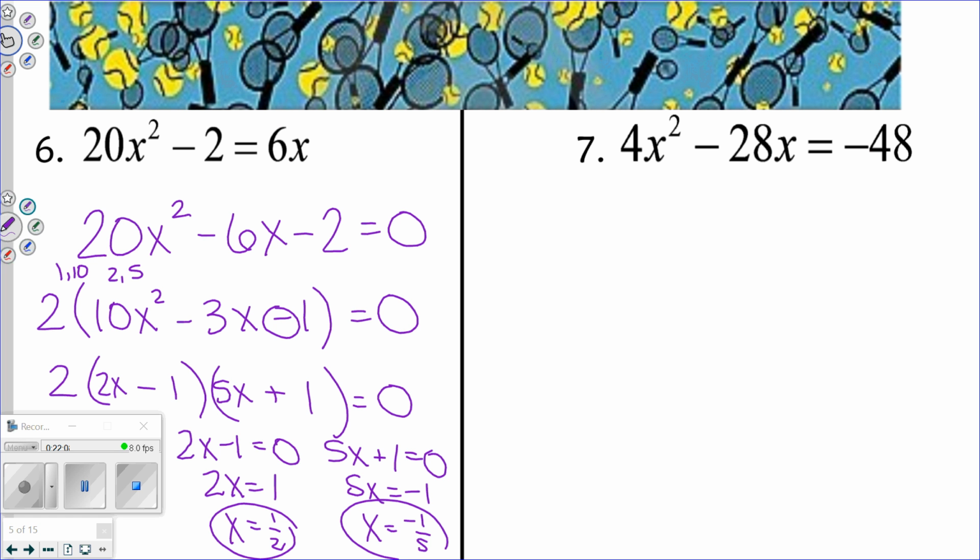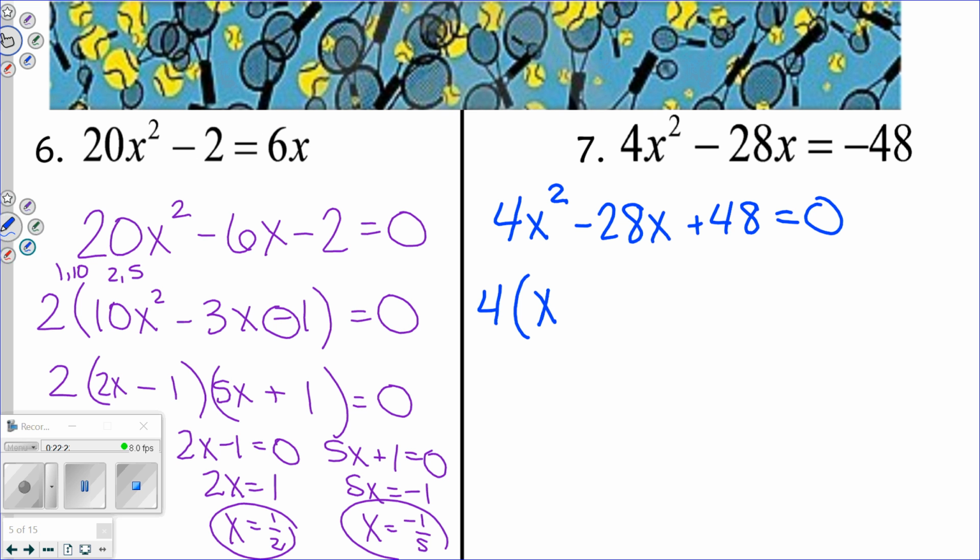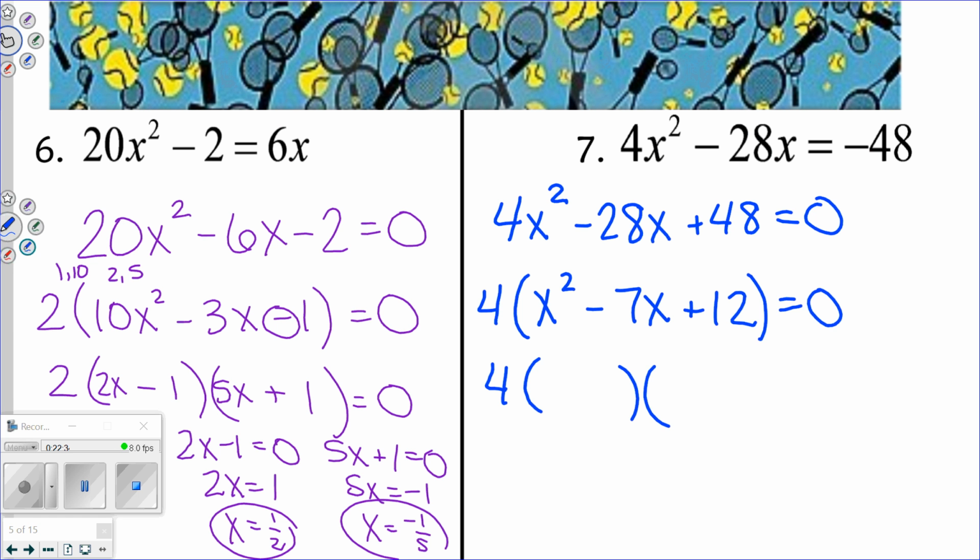All right, and then number 7, those numbers got a little scary, right? They're kind of big. So set it equal to 0, standard form, and that is a plus 48. Was there a GCF in there? 4. So if I take out my 4, is this problem as scary as it was to begin with? No, it's not scary at all. Because your options for A just got x and x. Right? X and x. They're both negative. Good. And then we got 1 and 12, 2 and 6, 3 and 4. It's 3 and 4.